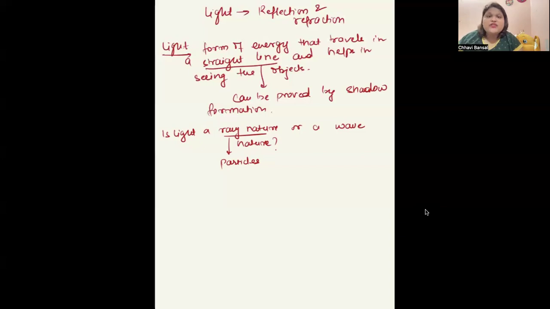Let's see. Actually, even scientists were very confused. Some of the concepts of light that we are going to deal with are explained by the concept of ray nature, whereas some concepts are explained by the wave nature. Let's see it in detail. Okay. Particle nature or ray nature of light.